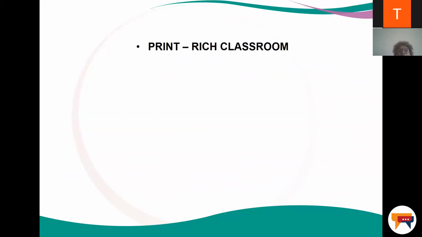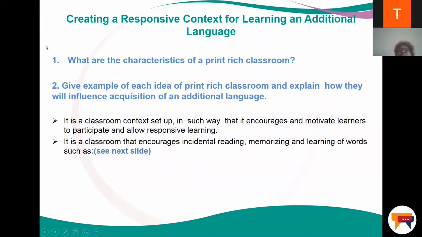Okay, we also have this: creating a responsive context for learning an additional language. It's another aspect. What are the characteristics of a print-rich classroom? Creating a responsive context is key here. Now, that responsive context will be addressed by a print-rich classroom.